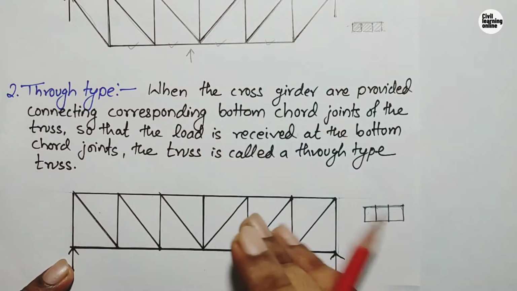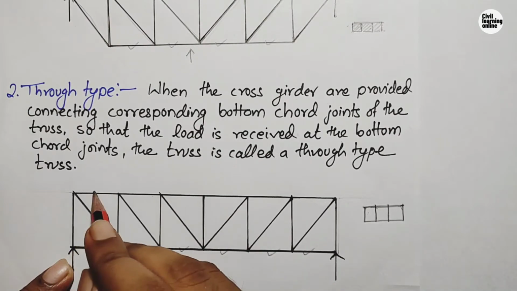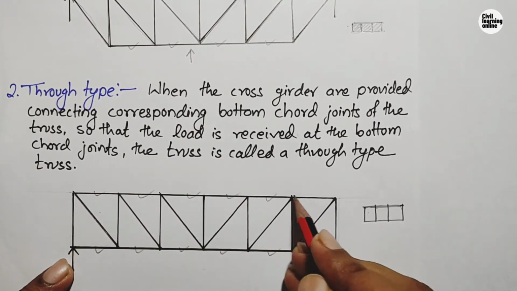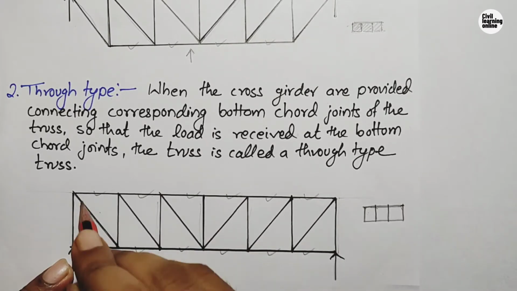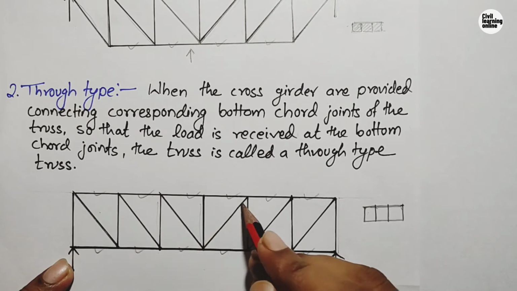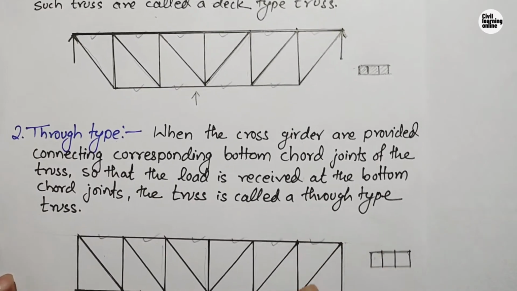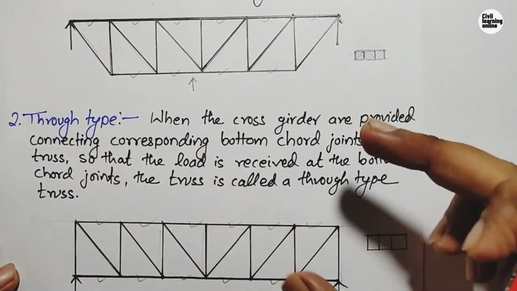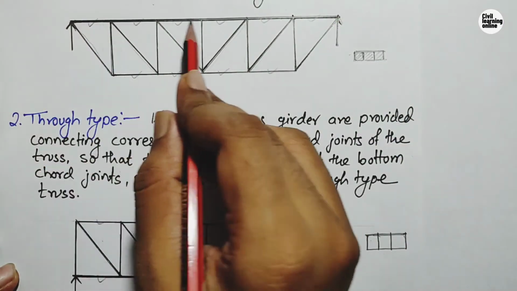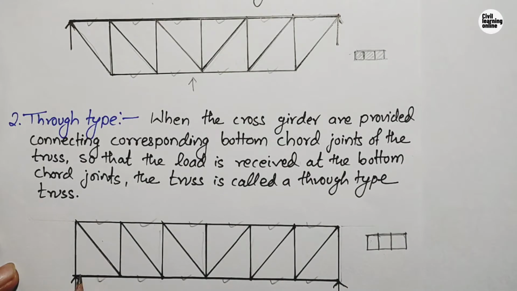As I have shown, what are the bottom chords? These are the bottom chord members, and these are the top chord members. These are vertical members and these are diagonal members. And if you watch these two diagrams carefully, you will notice that I have marked here the top chord as dark, and here the lower member is marked bold.